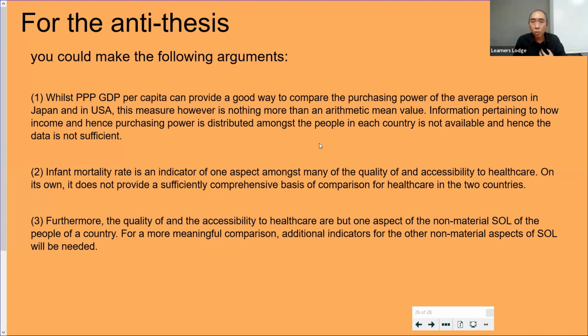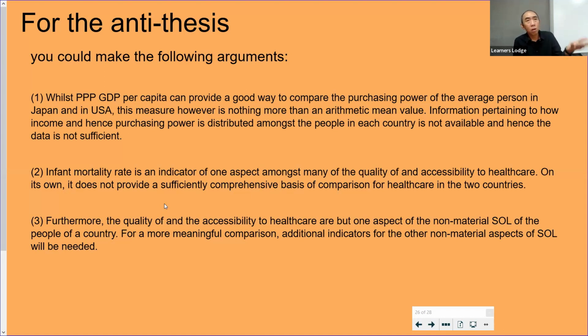Right? So you need to demonstrate the ability to question the validity of our own arguments that we presented in the thesis. Now, then, second example, you might say that, well, infant mortality rate is an indicator of one aspect, right, of the quality of healthcare or accessible healthcare. But there are other indicators.